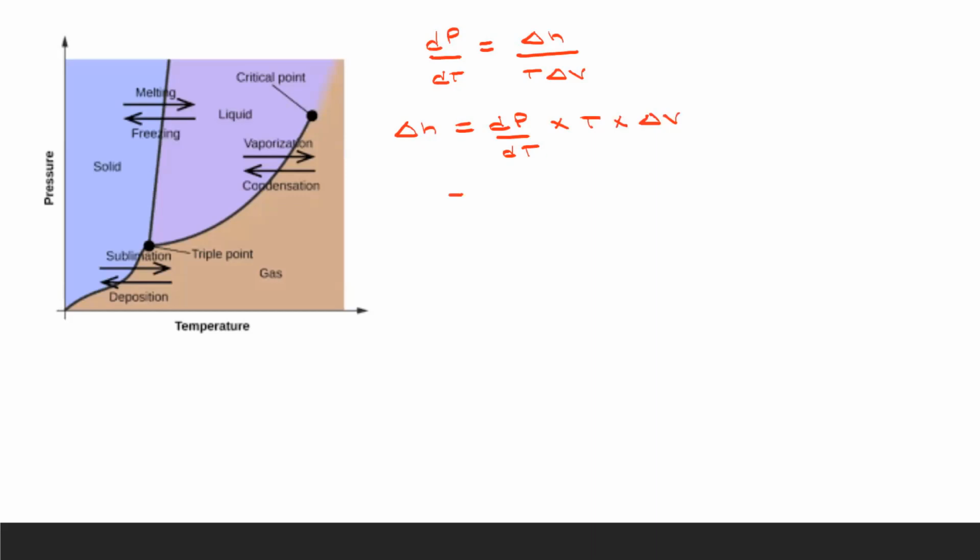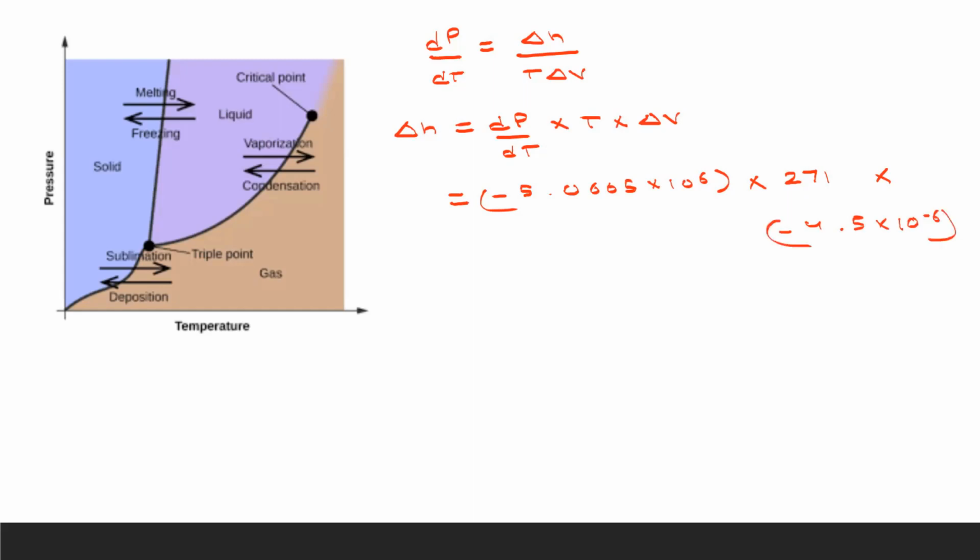So let's input them. dP by dT is given to you as minus 5.0665 into 10 to the power 6 into temperature, which is given to you as minus 2 degrees Celsius, but you have to convert that to Kelvin. So you do that by addition of 273 to the Celsius. So you get a value of 271 Kelvin into the delta V. That is the difference between volumes. That is minus 4.5 into 10 to the power minus 6.